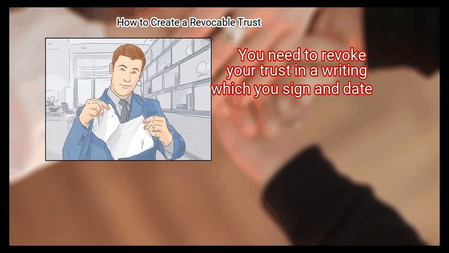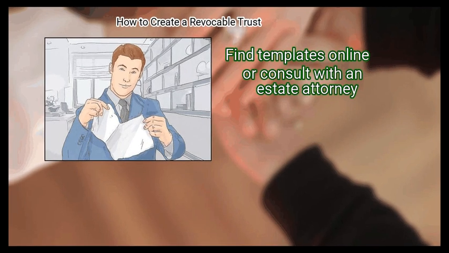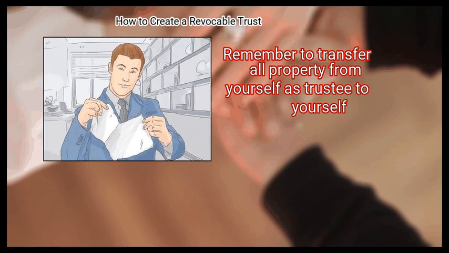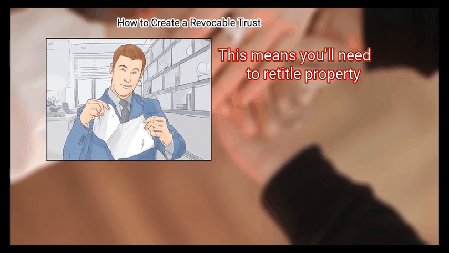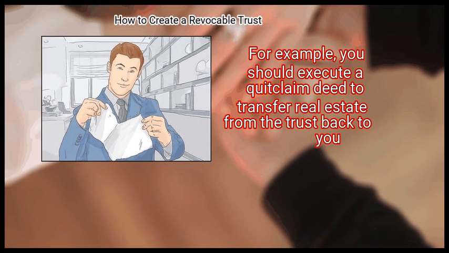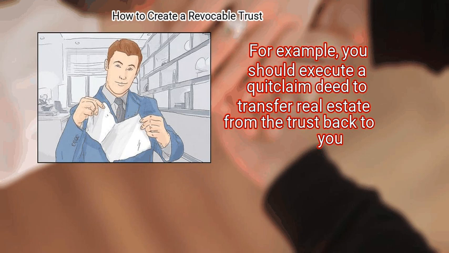You need to revoke your trust in a writing which you sign and date. Find templates online or consult with an estate attorney. Remember to transfer all property from yourself as trustee to yourself. This means you'll need to retitle property. For example, you should execute a quitclaim deed to transfer real estate from the trust back to you.